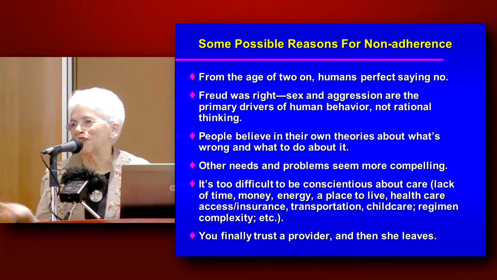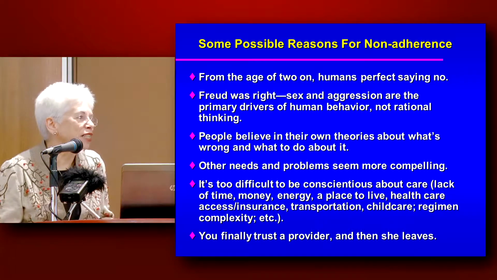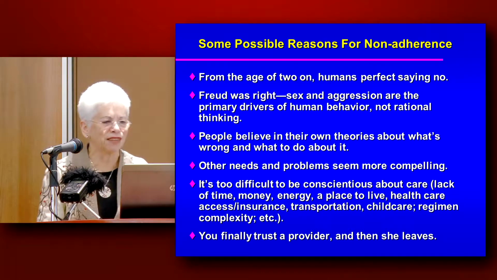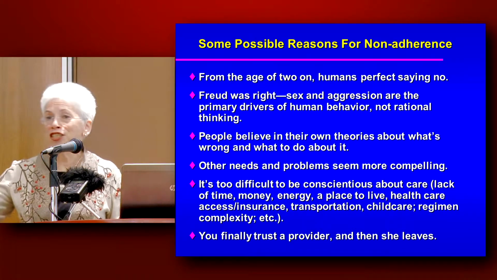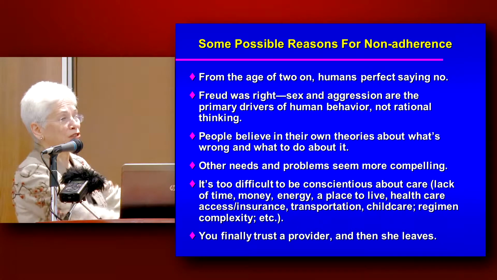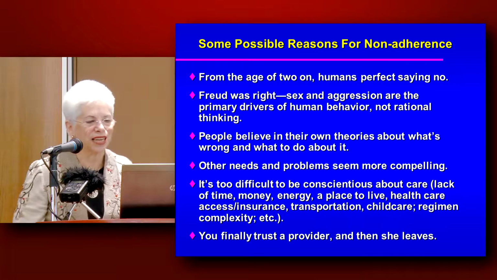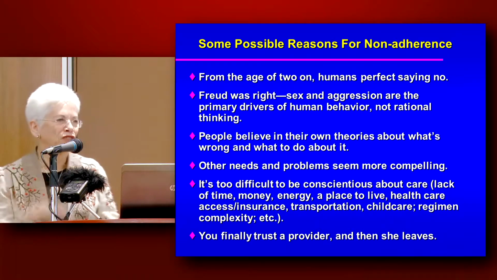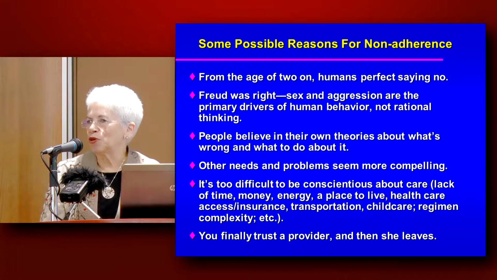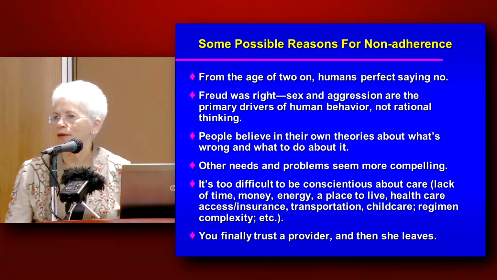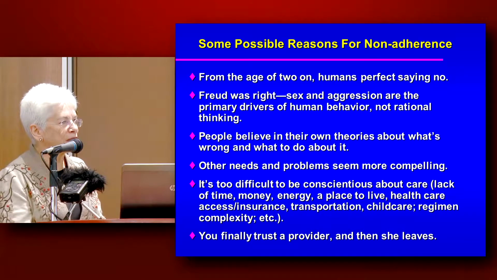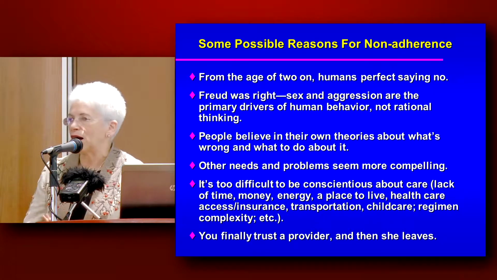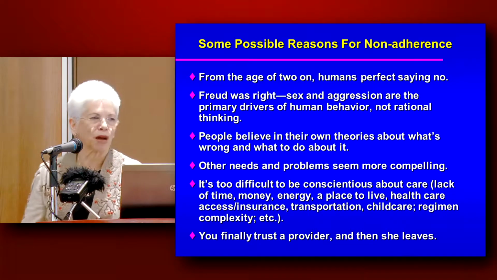And then it's very difficult to be conscientious, and there are lots of reasons for that, whether it's lack of time or money or energy or a place to live or healthcare access, insurance, transportation. We can show every social variable that's associated with non-adherence, and regimen complexity. People have a much easier time with 1 pill than 100 pills. And then we also have the issue of continuity. You finally come to trust a provider and the provider leaves. Provider turnover is a high time of people dropping out of care.